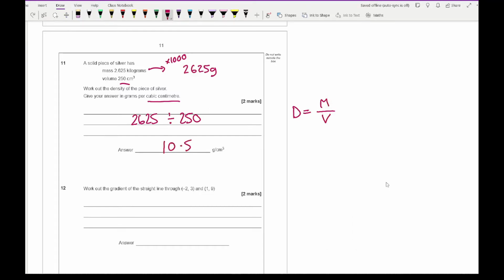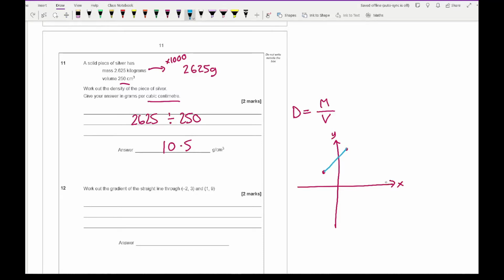Now for question 12, it says work out the gradient of the straight line through those 2 points. When you're working out the gradient, you can try and visualize where the points are. So if I draw a set of axes, y and x, (-2, 3) is going to be somewhere here, and (1, 9) is going to be somewhere there. So I know straight away that the gradient is going to be positive.